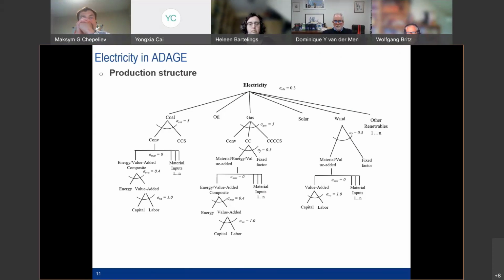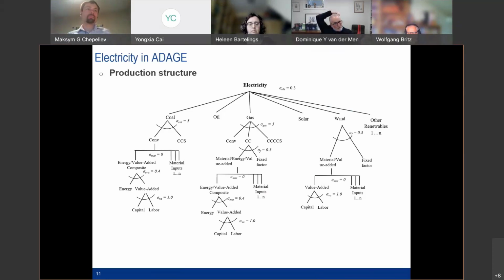So are you changing those share parameters at all, or do you have to invent them for technologies that are not yet in use? For example, CCS, yeah. So you got it, because they're all zero right now. So you have to introduce.